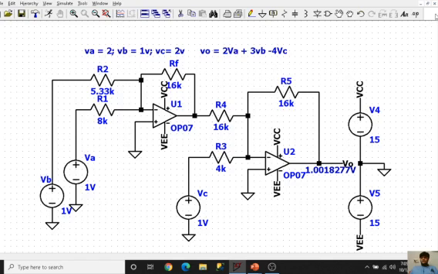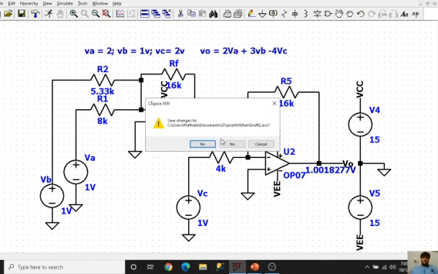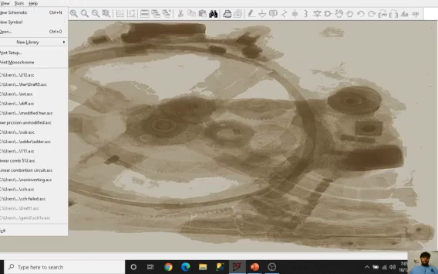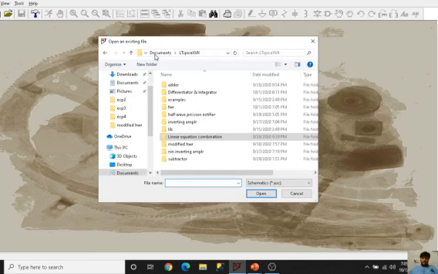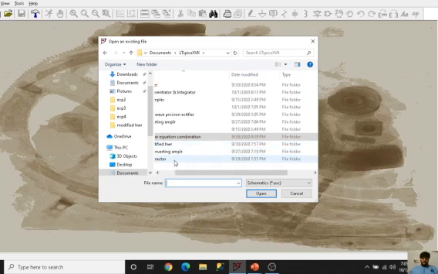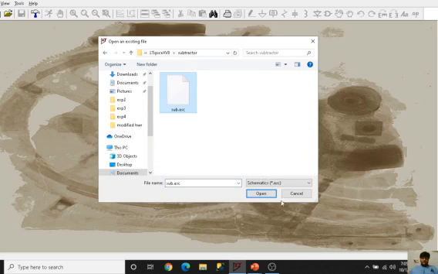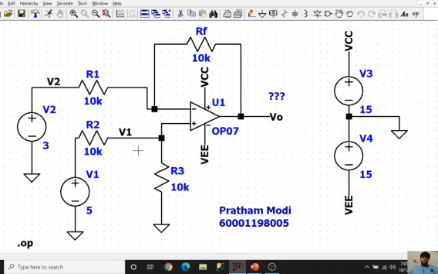Now I will be describing in brief about adder and subtractor. So let's go to, I have already prepared the schematics for both. I will be explaining both of them in depth. So I have the subtractor over here. Okay, so this is my subtractor circuit. V1 minus V2 is equal to V out, that we all know. So this is the circuit.